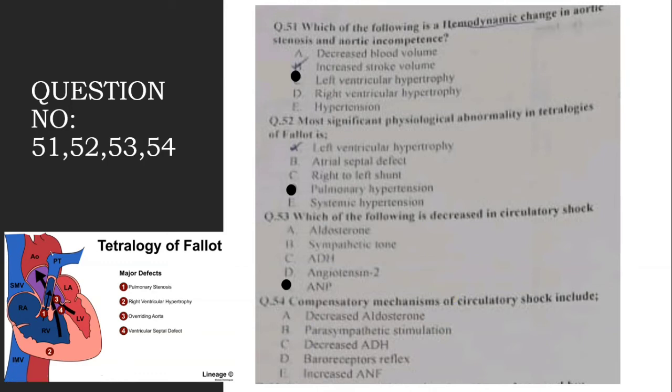This is also a compensatory mechanism. Compensating mechanisms of circulatory shock include decreased aldosterone, parasympathetic stimulation, decreased ADH, baroreceptor reflex, or increased ANF. In circulatory shock, we don't need to increase the ANF because atrial natriuretic peptide will cause a decrease in the blood pressure. While stimulation of the baroreceptor reflex will cause an immediate increase in the blood pressure, causing a compensatory mechanism in circulatory shock. So D is going to be the correct answer.